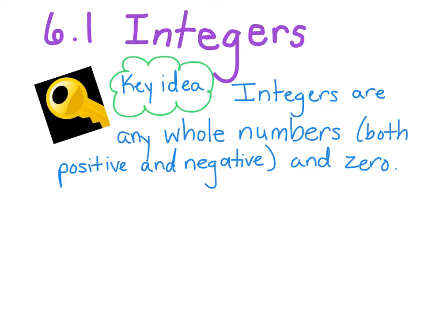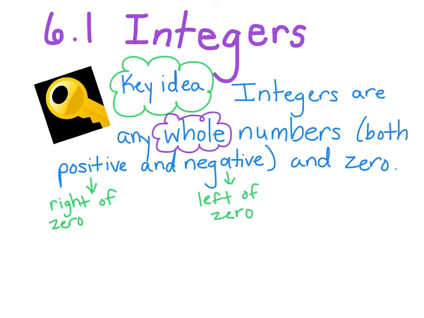Chapter 6.1 is all about integers, and the key idea here is this definition that integers are any whole numbers, and that's going to be pretty important because whole numbers means we're not going to have any fractions or decimals. There are negative fractions and decimals, but those are a different category. So first of all, integers have to be a whole number, but then they can either be positive or they can be negative. So positive numbers are to the right of 0, and negative numbers would be to the left of 0, and both of those would be considered integers as long as, again, they're whole numbers.